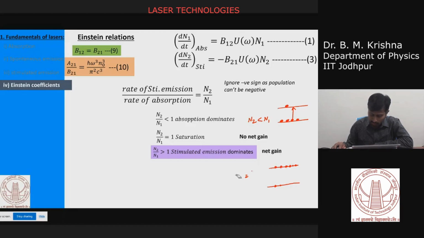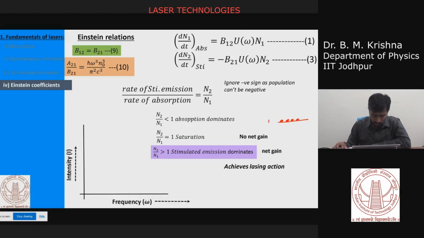So when you have a stimulated emission, it's possible that you can have a lasing action. So now I am plotting a graph between the intensity versus frequency. So now this is my input intensity. The line I draw here is your input intensity, which is always constant. So now the first condition, your N2 by N1 is less than 1.